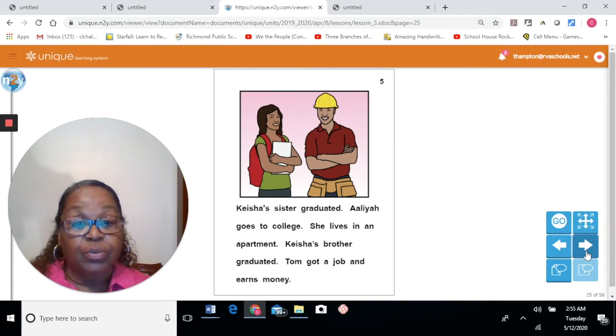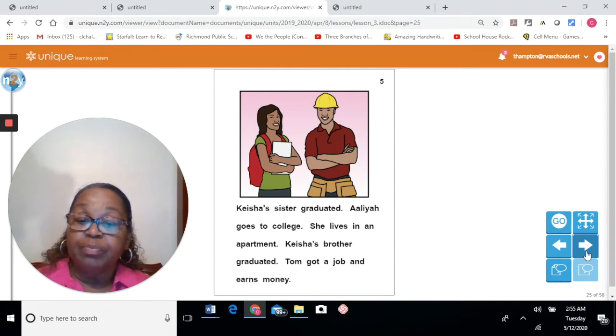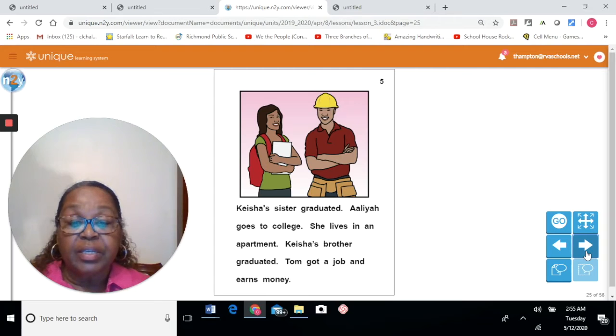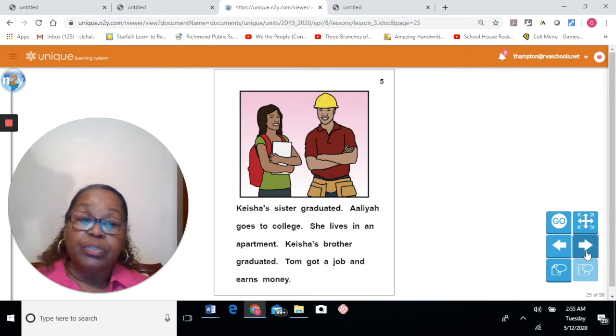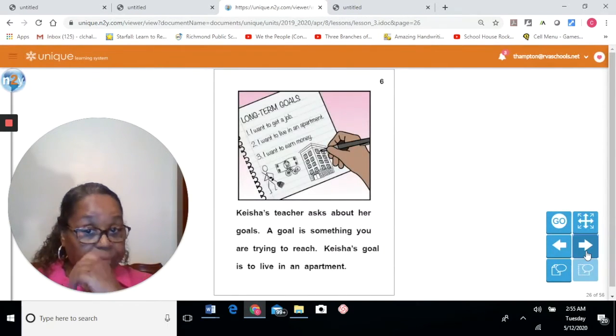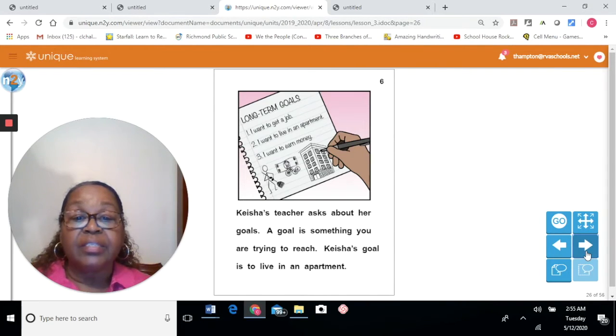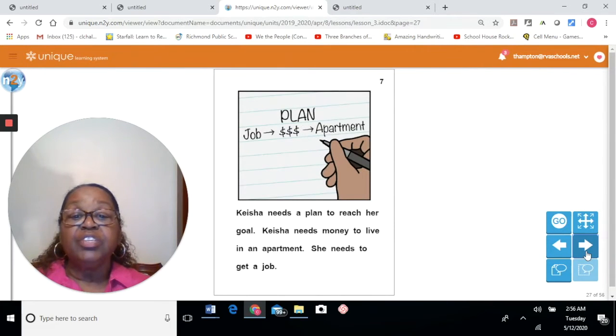Keisha's sister graduated. Ayana goes to college. She lives in an apartment. Keisha's brother graduated. Tom got a job and earns money. Keisha's teacher asks about her goals. A goal is something you are trying to reach. Keisha's goal is to live in an apartment. Keisha needs a plan to reach her goal. Keisha needs money to live in an apartment. She needs to get a job.